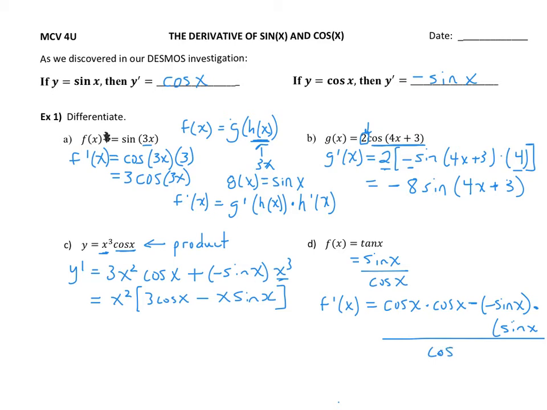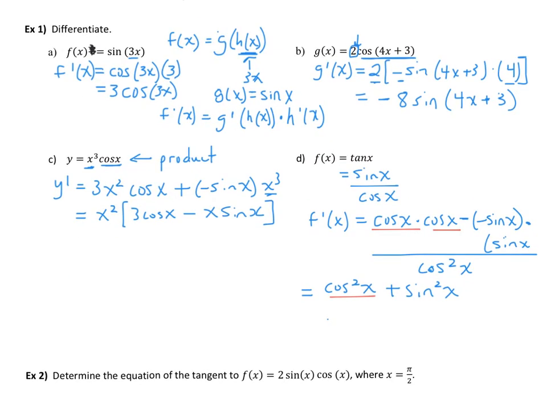So when I want to square that bottom, remember the square goes here, so that it doesn't look like I'm squaring just the x. I want to take the cos x and square it. Now I'm going to simplify that here. We've got cos squared x, because we have cos x times cos x. Cos x times cos x will give us cos squared x. And then take away a negative becomes plus, and then sine x times sine x will be sine squared x, and that's all over cos squared x.